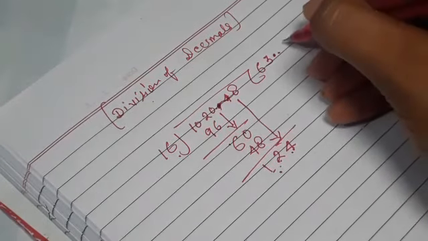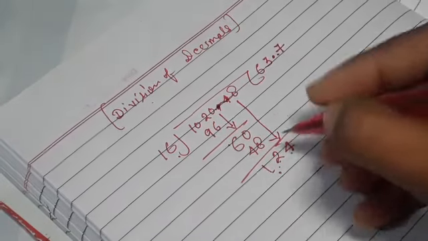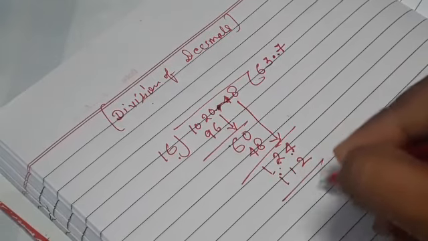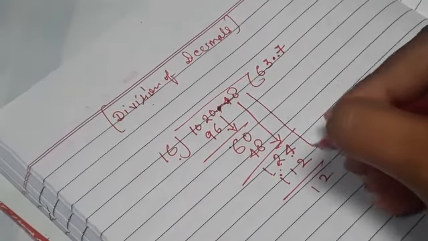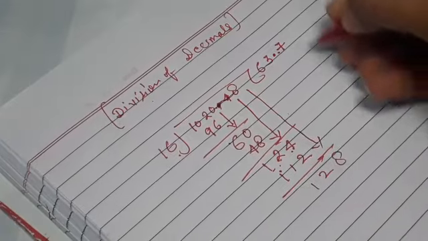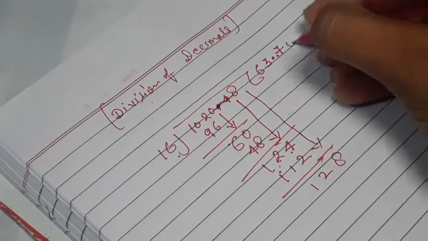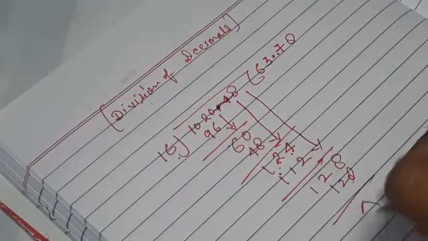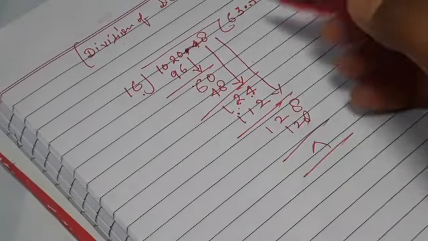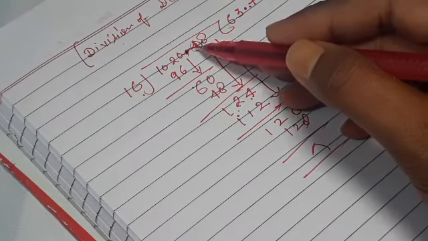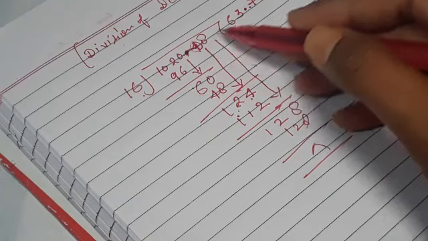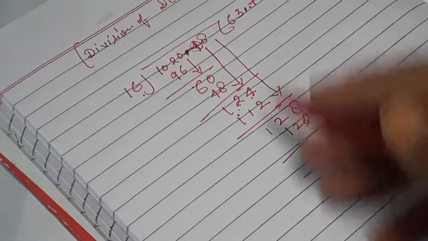So 16 7s are 112, 12 is the remainder. Now 8 is here. 16 8s are 128. So what is the meaning of that? When you use the number which is after the decimal, then you can put the decimal here.